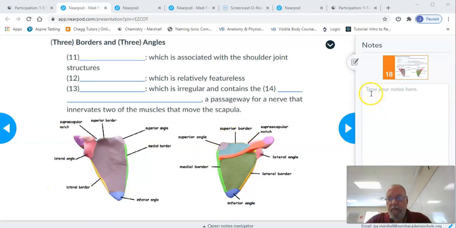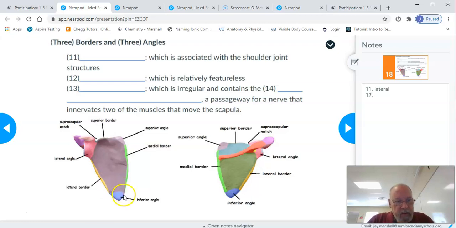Okay, so we have 3 borders and 3 angles to start with that we're going to be concerned about. The 3 borders: the border that's associated with the shoulder joint is going to be the lateral border. You can see this posteriorly here and anteriorly here. So that's going to be the lateral border.